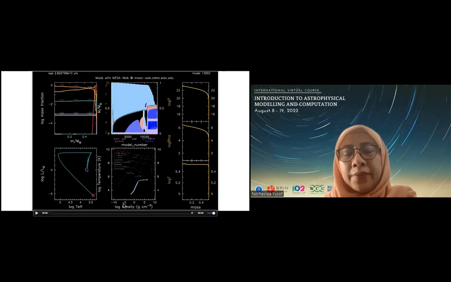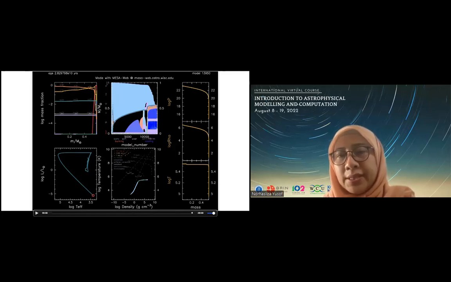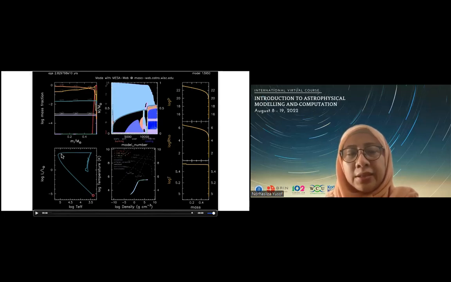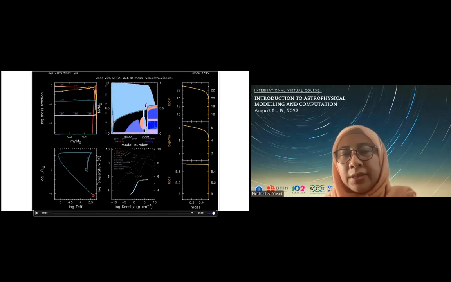And from there, we have also the density with temperature. So this is the structure part. So this is where we get the structure. And this one is actually where we get the evolution, the log density, temperature, effective temperature with luminosity. This is what we call our HR diagram.